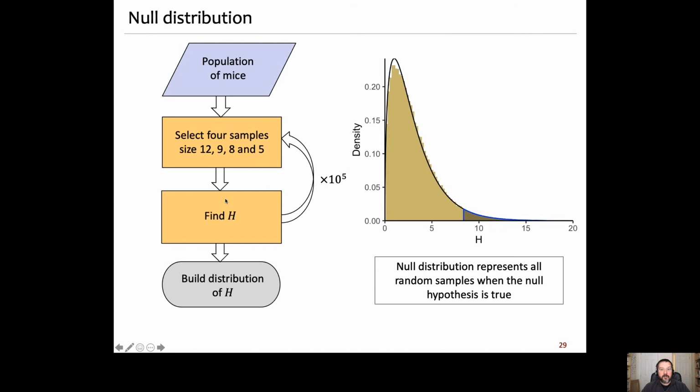As usual, we build the null distribution from a population of mice. We take 4 samples of the same size as in the original experiment. We find our statistic H, we repeat it and build the distribution of H. Again, this is the null distribution. And our observation is here, and it cuts off 4%. So our p-value is 4%. The null distribution follows the chi-square distribution with 3 degrees of freedom, as shown here. So you can use the chi-square distribution to find the probability.